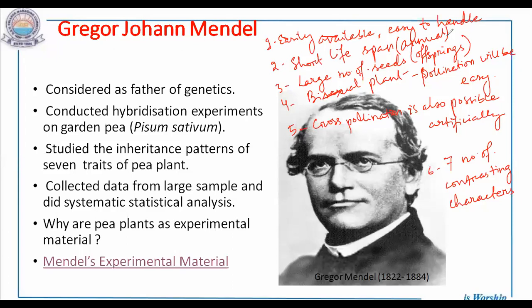It is a bisexual plant having bisexual flower, so pollination will be easy. Now, even though it is bisexual, cross pollination is also possible. How is cross pollination possible? Artificially. Suppose you remove the anthers from one flower, then what will happen? But the stigma is present. Another flower you can bring, and that flower's pollens you can shed on the stigma. So this is cross pollination, but it is done artificially or experimentally.